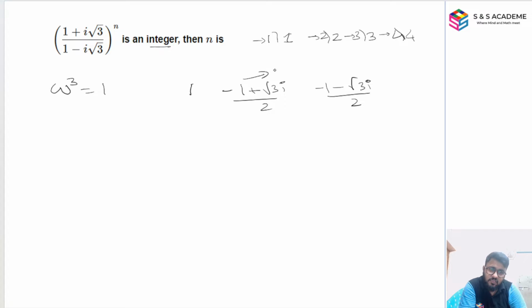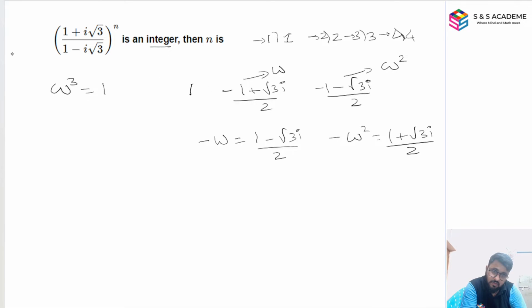We take this to be omega and this to be omega square, but it does not resemble what's given over here. But does it? If I multiply both terms by minus 1, I'll have minus omega equals 1 minus root 3 i by 2, and minus omega square equals 1 plus root 3 i by 2.